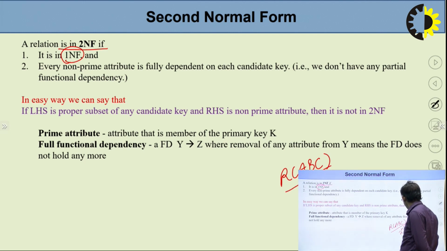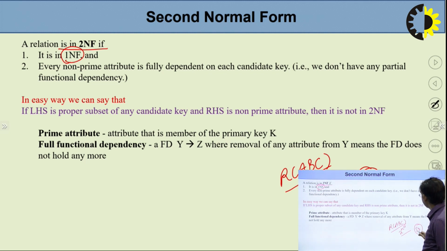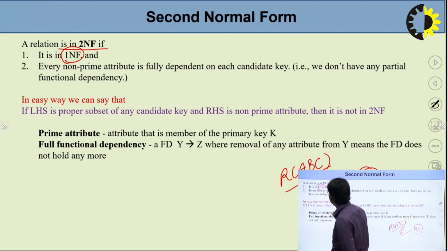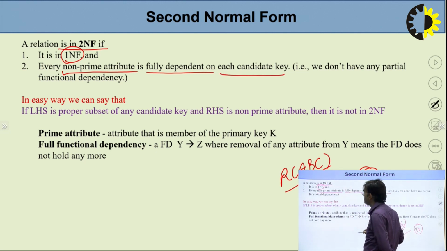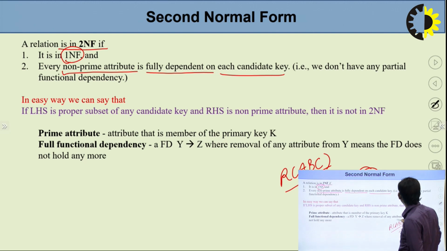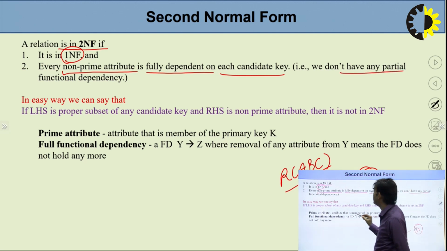What is the first step? First, we have to check whether the given relation is in first normal form or not. If it is not in first normal form, then we cannot say that it is in second normal form. First, we have to convert the given relation into first normal form. If it is in first normal form, then the second condition: every non-prime attribute is fully dependent on each candidate key. What do you mean by this statement? Every non-prime attribute is fully dependent on each candidate key. It means we don't have any partial functional dependency, that is, in the relation there should not exist any partial functional dependency.